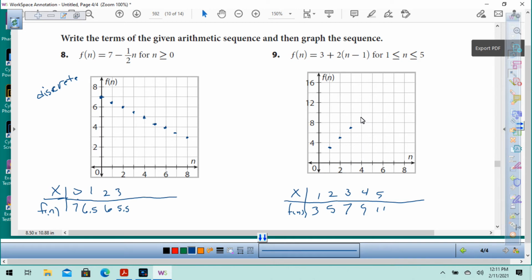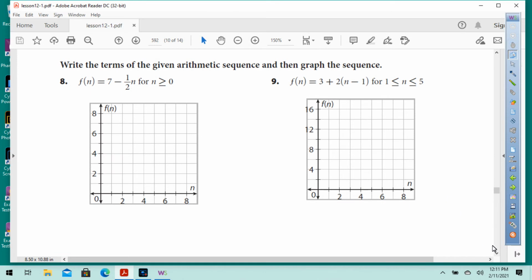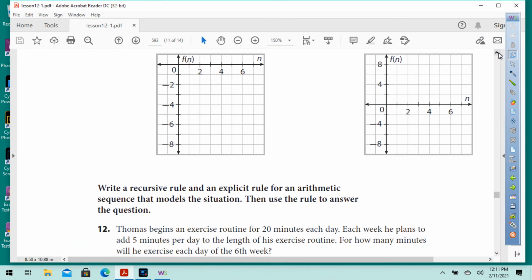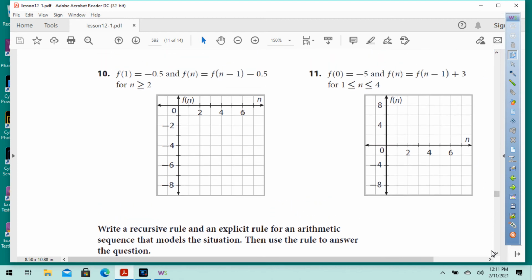4 is 9. Over 1, 2, and over 1, 2 each time. Oh, we were supposed to stop at 5. So there we go. There is our graph. And that's because it stops at 5. We good? All right. Moving right along. A little happy there. 10.